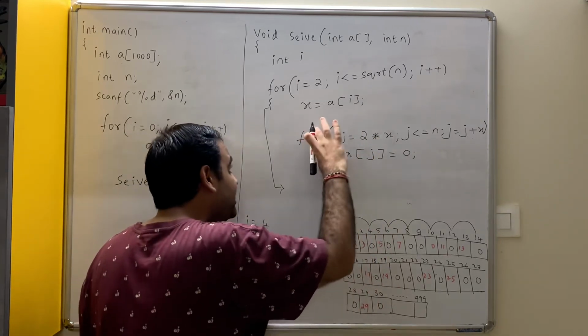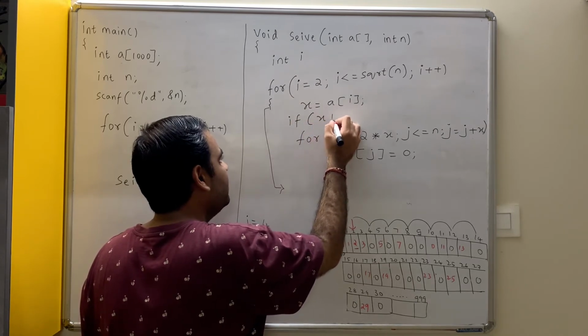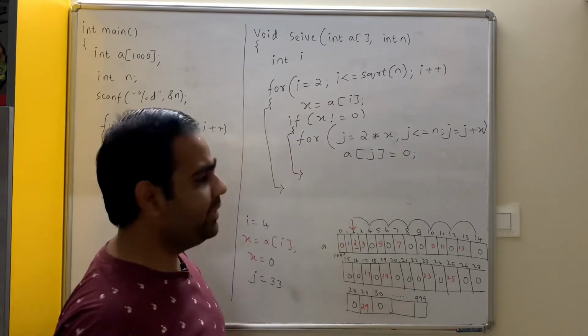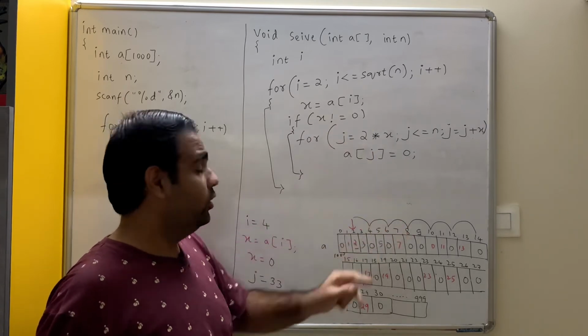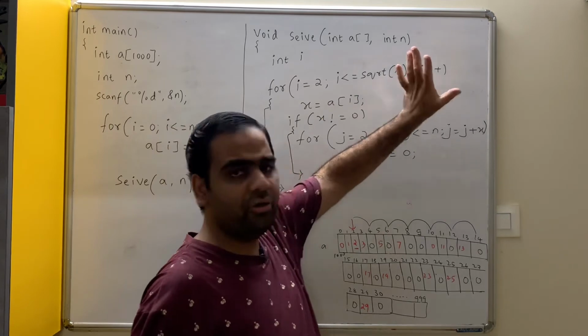Therefore, this has to be done only if the value of x is not equal to 0. This inner for loop has to be executed only if the value of x is not equal to 0. Now, what is the value of x? 0. 0 not equal to 0 is false. Do not execute this. Again, you say i plus plus.